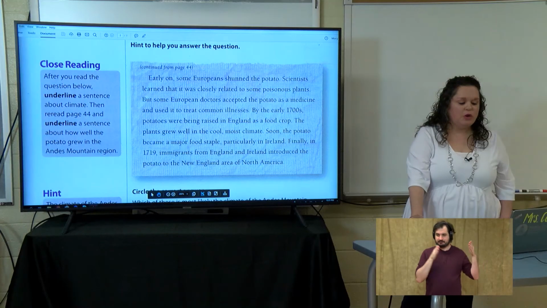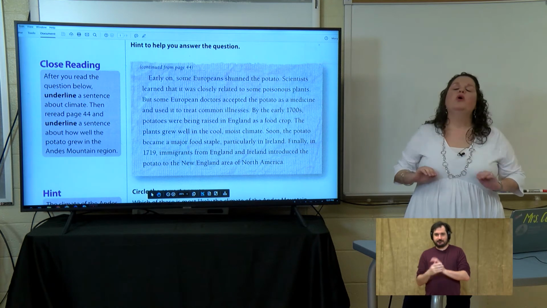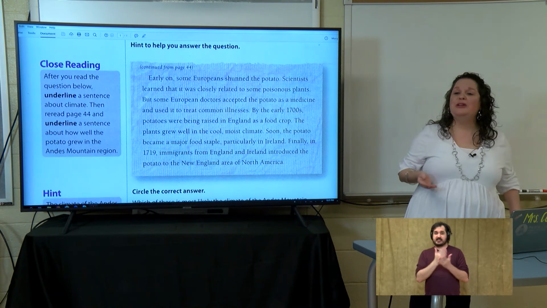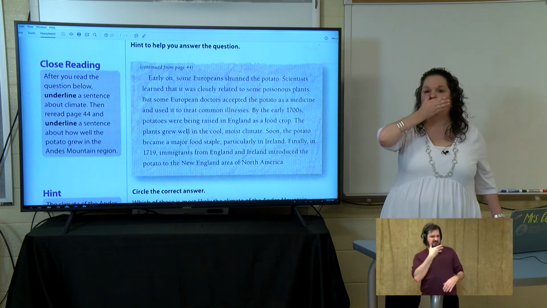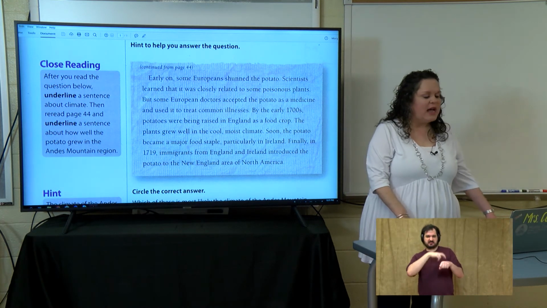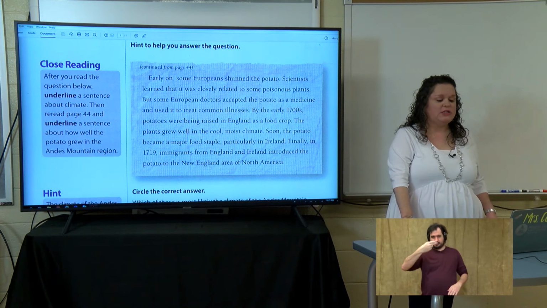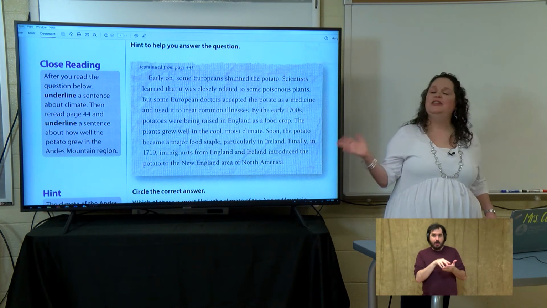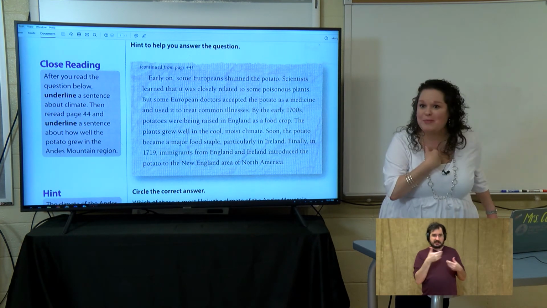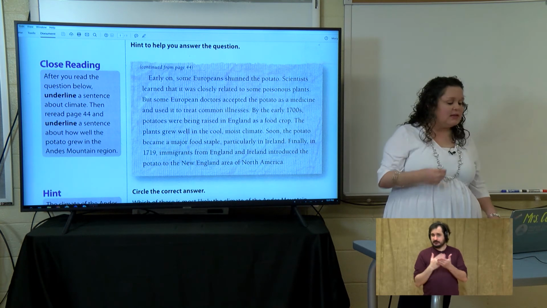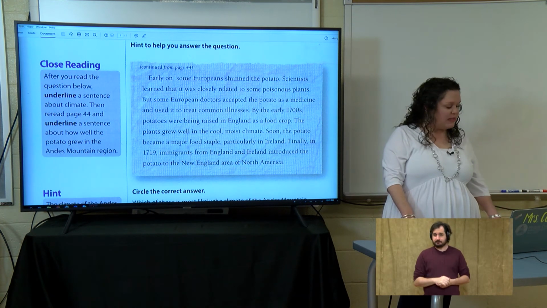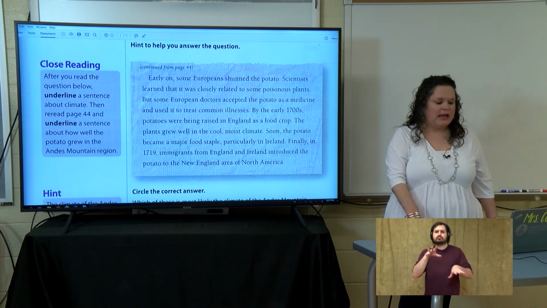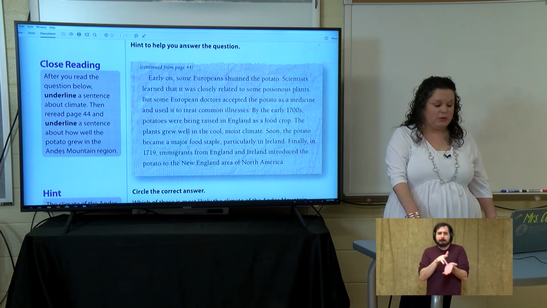Early on, some Europeans shunned the potato. When you shun something, you push it away. You decide, mm-mm. And when you were a little bitty baby, you may have even put your hand over your mouth. Scientists learned that it was closely related to some poisonous plants. Well, now we know why, boys and girls. You don't want to be poisoned no more than I want to be poisoned. But some European doctors accepted the potato as a medicine and used it to treat some common illnesses.